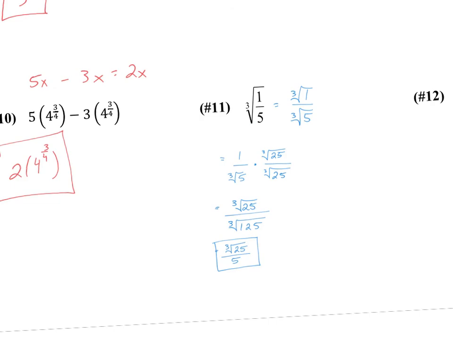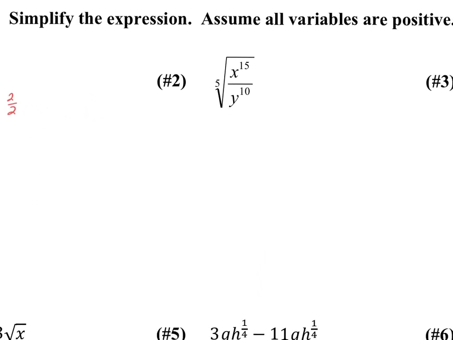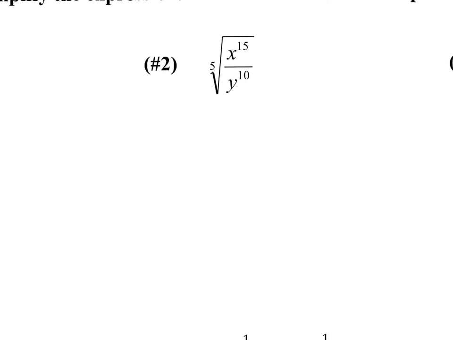All right, now we're going to move on to our next example. We're going to go to the next page here, and we're going to look at number 2, which is kind of similar to the one we just did. The first part of the problem is going to be the same as what we did in the last problem. I'm going to take the fifth root of the numerator and the fifth root of the denominator.